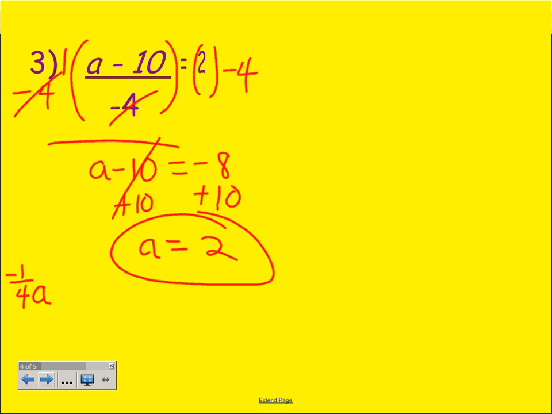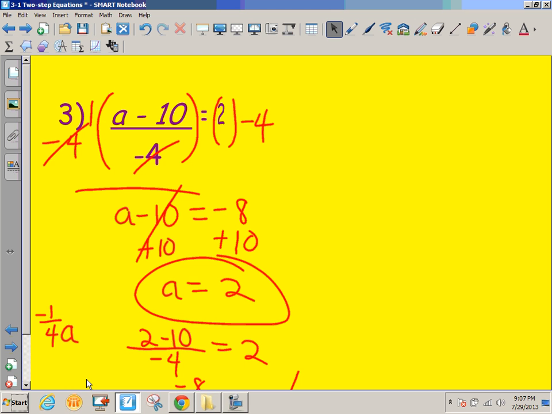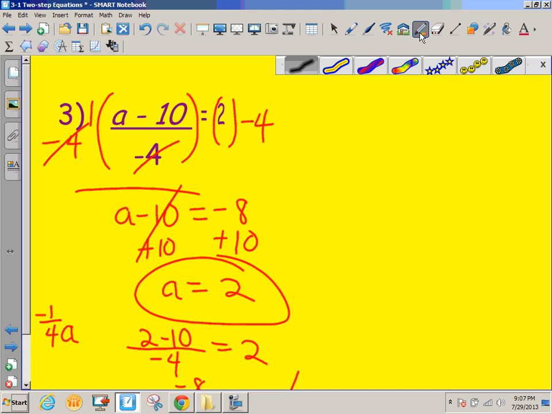And let's see if that makes sense. 2 minus 10 divided by -4 is equal to 2. Well, that would be -8 over -4. We know that a negative divided by a negative is a positive. So it looks like we've done a really good job. So that will do it for solving two-step equations.